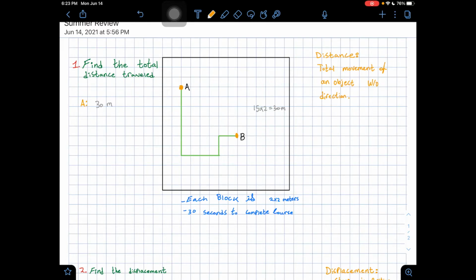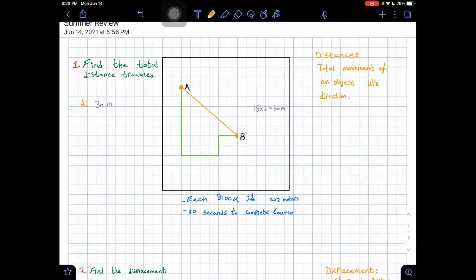Now, for displacement, we basically want to find the straight line distance, meaning the shortest distance to get from A to B, which looks something like this. We can easily use the Pythagorean theorem. The way to do that is we're going to find our base length, our height, and then solve for our hypotenuse, which is this length from A to B.